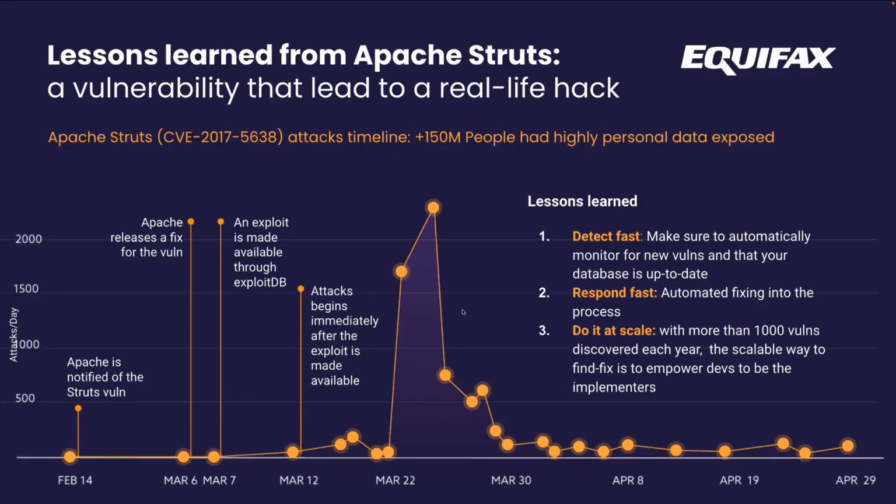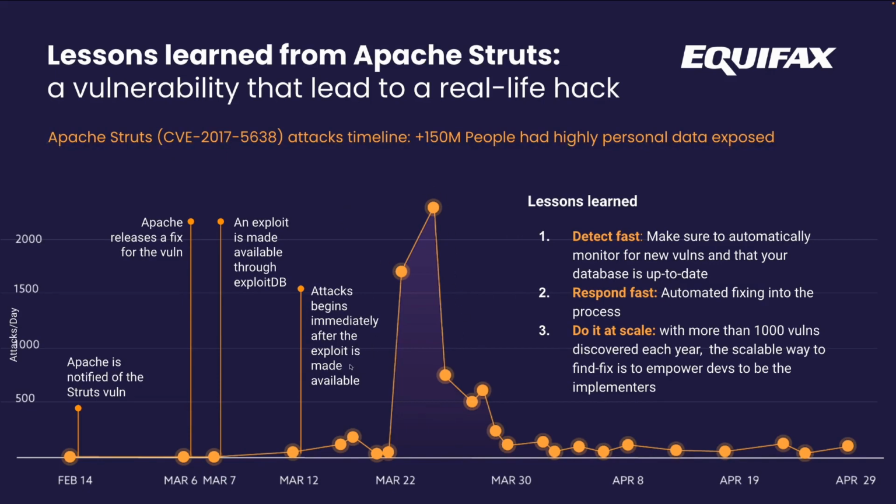So to set the stage, many of you might remember the Equifax breach, and this was caused by a vulnerability in the very popular Apache Struts library. So if we look at this chart here, what we see is that Apache was notified in mid-February of that vulnerability, and then a few weeks later, they released a fix. And just one day after they released a fix, an exploit is made available. And shortly following that, we see attacks begin, and then there's a huge peak where all the folks out there who were running the unpatched version of Struts were having their systems compromised.